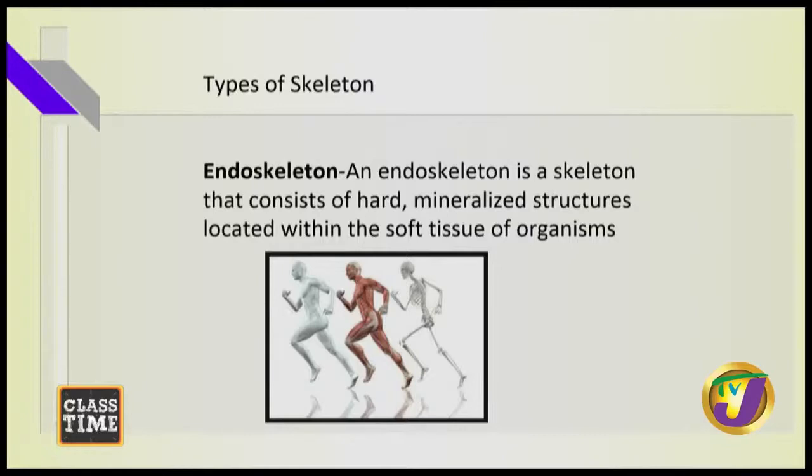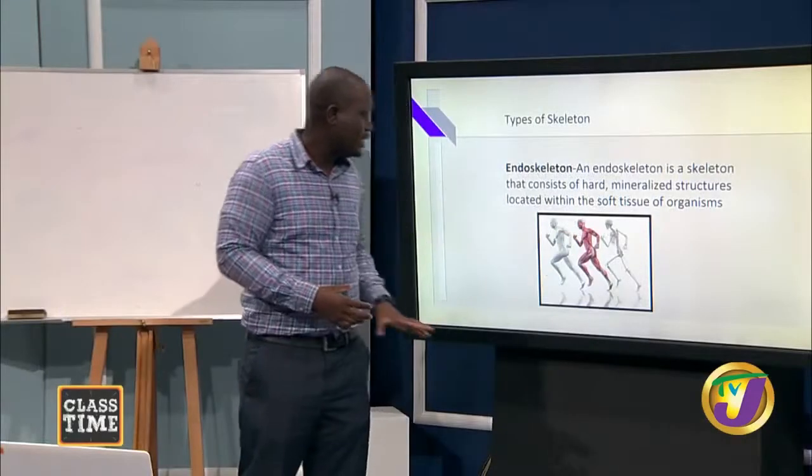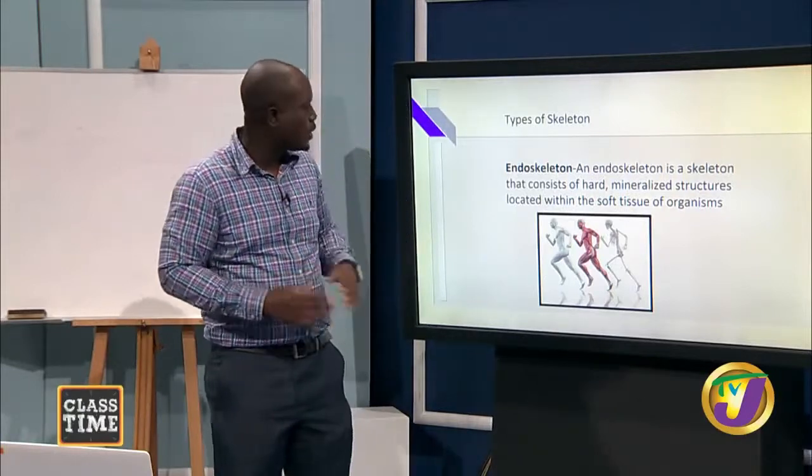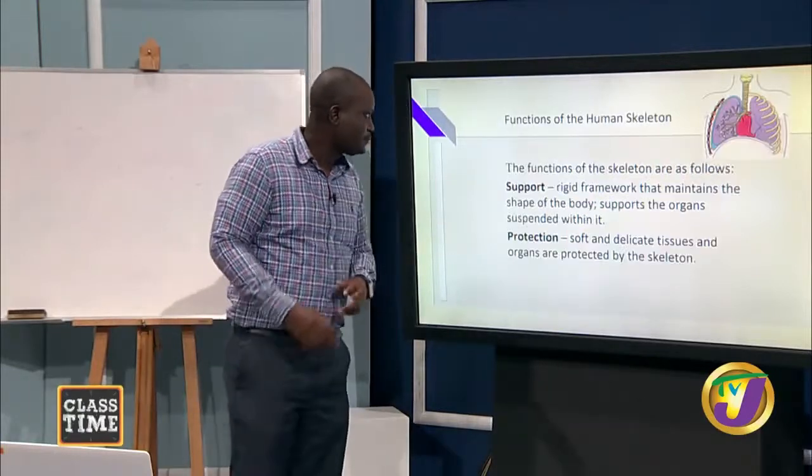Now here comes what we have, the endoskeleton. So exo means outside, endo means inside. So our skeleton is within our bodies, so you can't really see our skeleton. The endoskeleton consists of hard mineral structures located within soft tissues. So it's inside the body of the organism, and that is the type of skeleton that we are going to look at going forward.